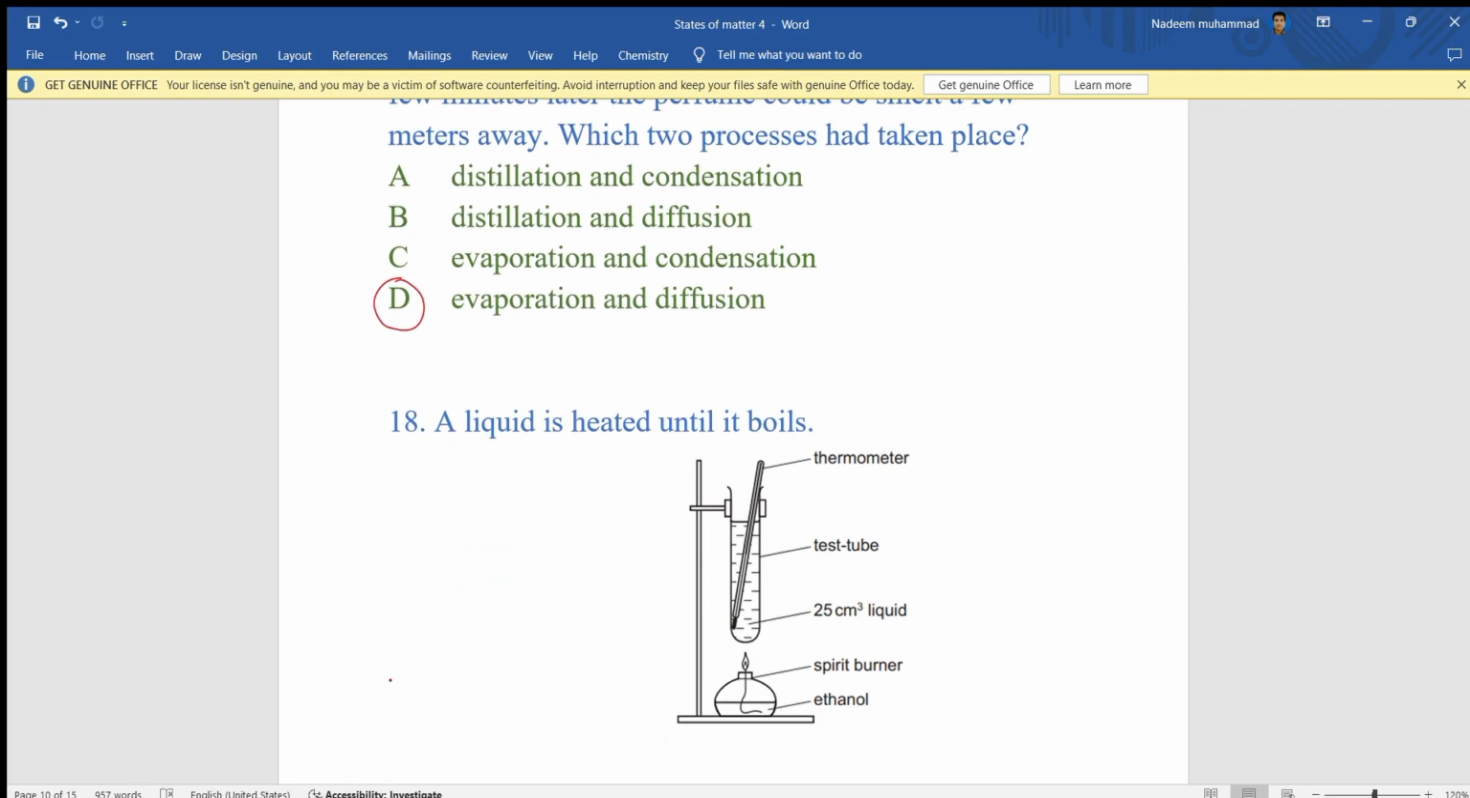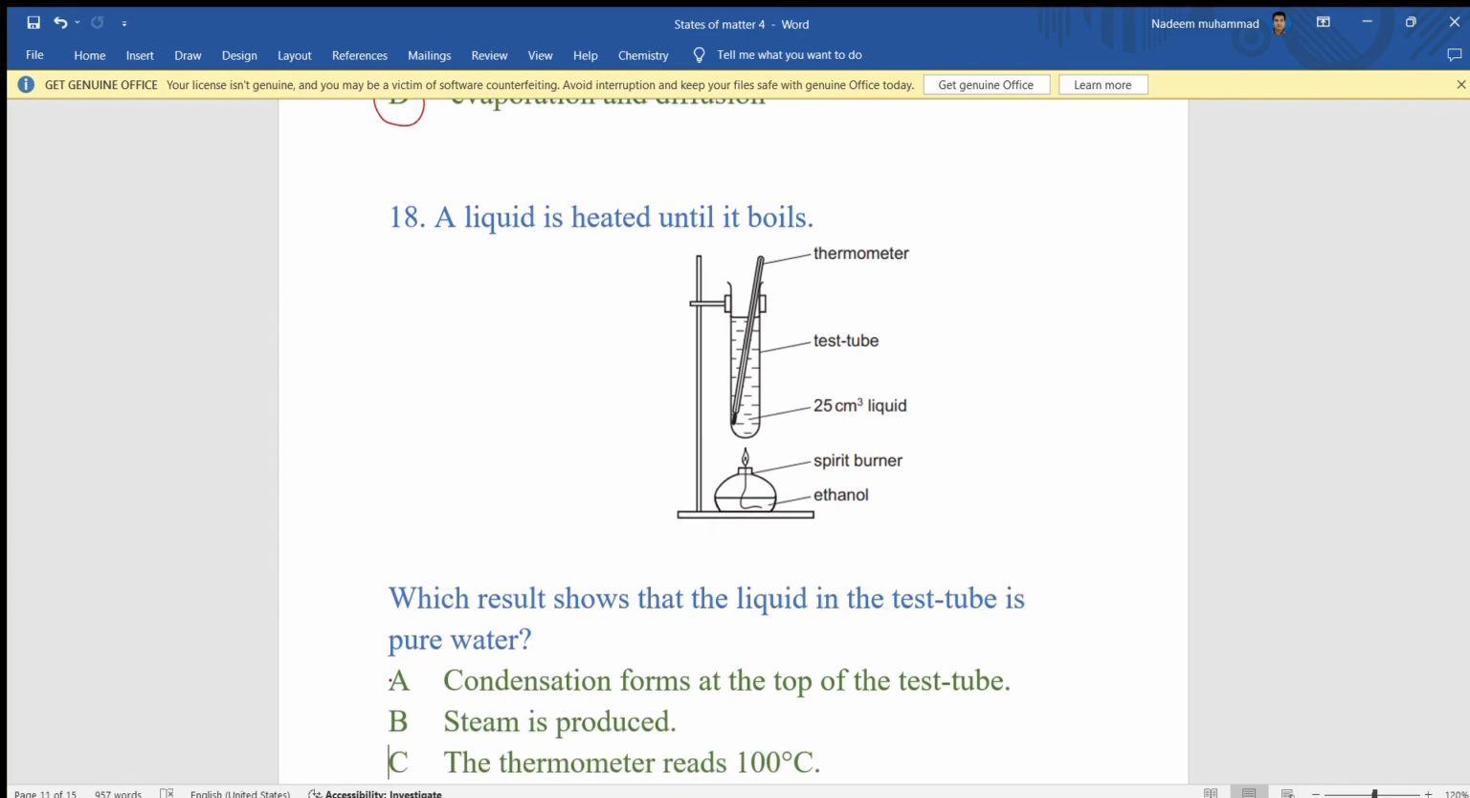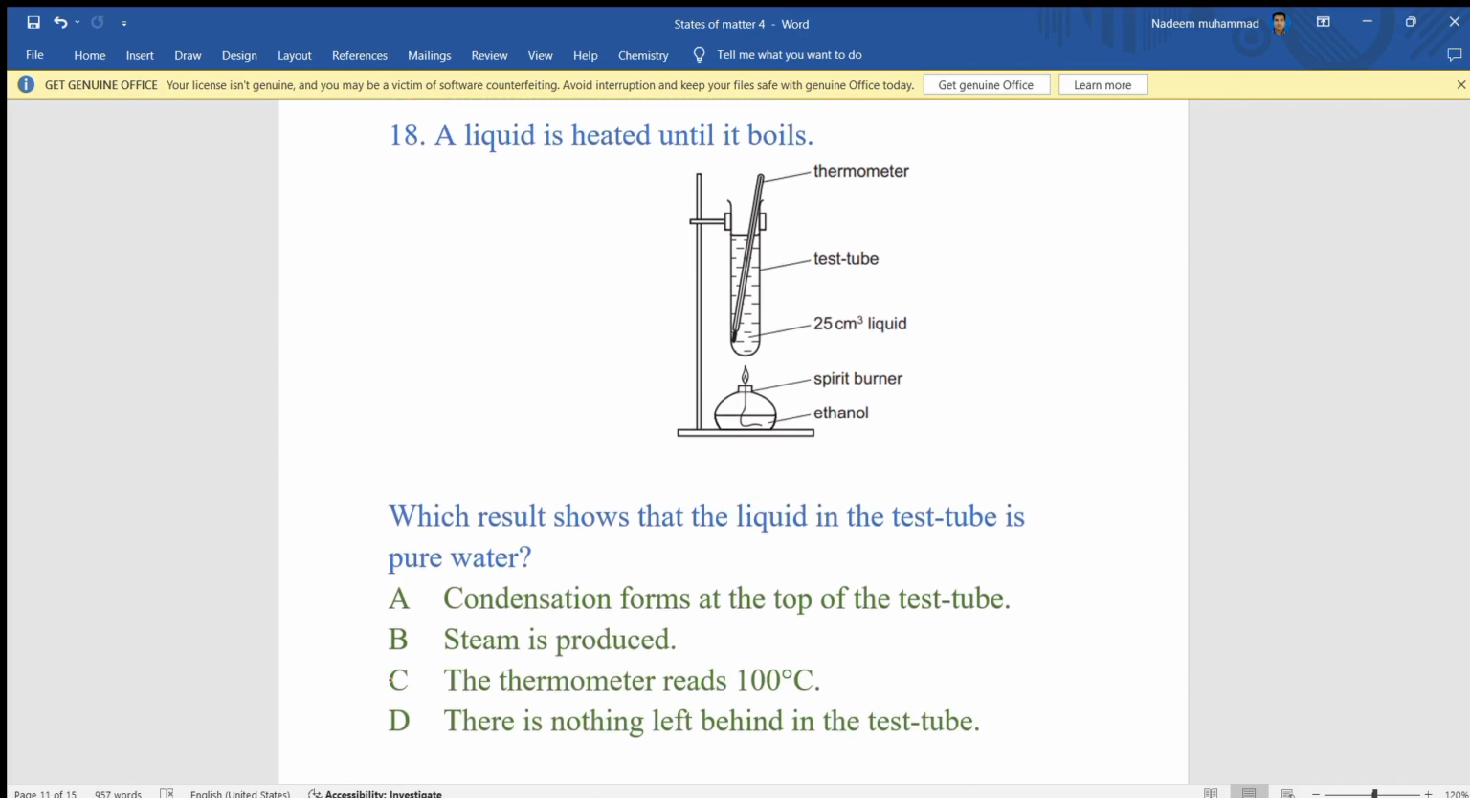18th is a liquid is heated until it boils. Now the boiling experiment is also shown, which result shows the liquid in the test tube is pure water. Purity of any substance can be checked from its melting and boiling point. Pure substances have fixed or sharp melting and boiling points. So boiling point of water is 100 degrees. If the water is pure, it must boil at 100 degrees Celsius. So option C is the correct one, that the temperature reads 100 degrees Celsius.